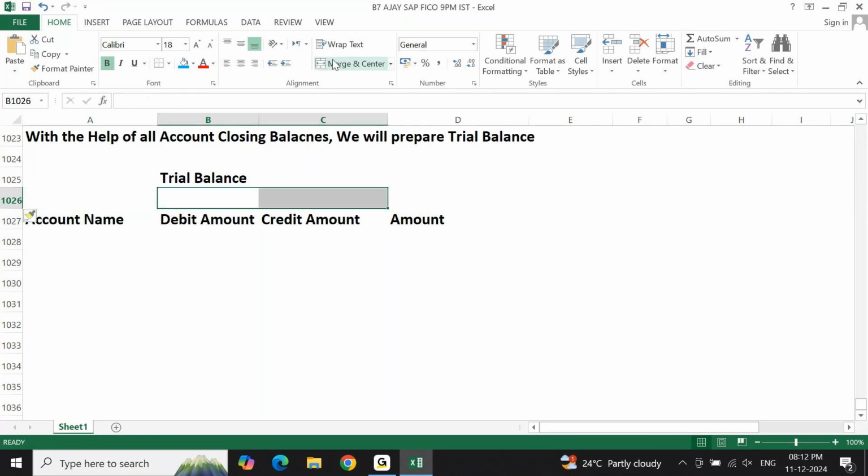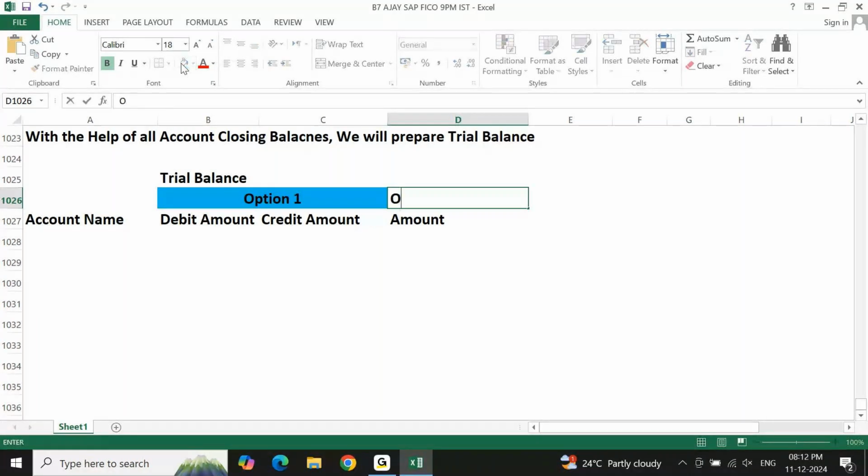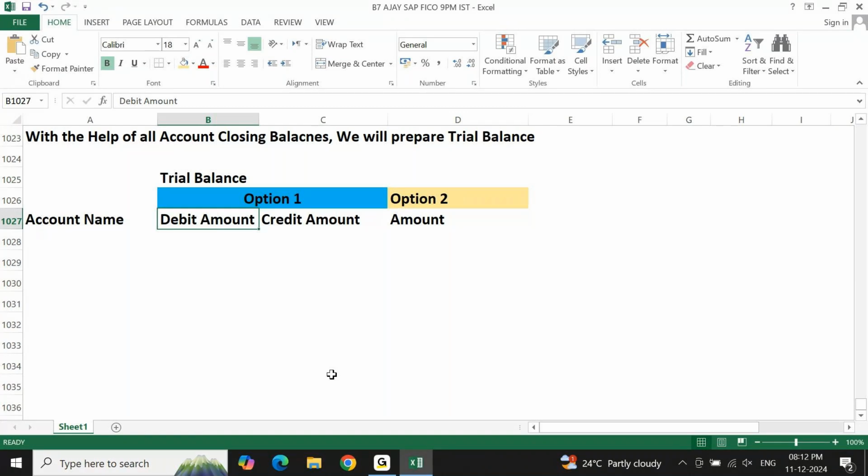Let's merge these two. This is option number 1. This is option number 2. Debit, credit, and then there is no debit, there is no credit. Single column representing a debit, credit. Wherever you are representing a single column for debit, for credit, we need to ensure amount is entered along with the debit credit sign, positive number for debit value, negative number for credit value.